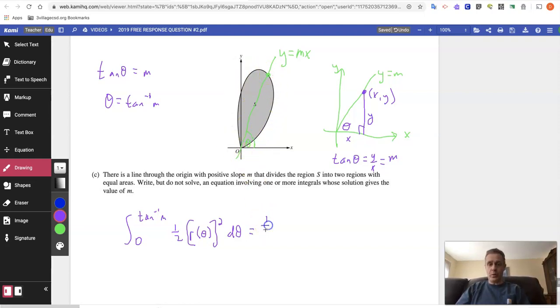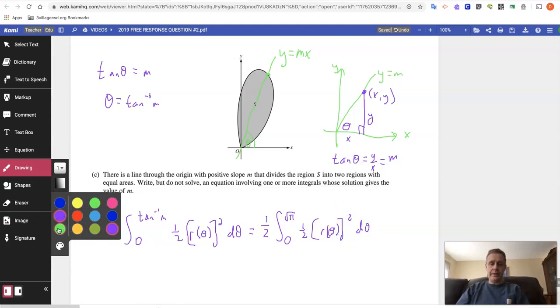So it should be equal to 1/2 the area of our entire region, which, if you recall from part A, was 1/2 of the definite integral from 0 to square root pi of 1/2 r of theta, whole thing squared, d theta.